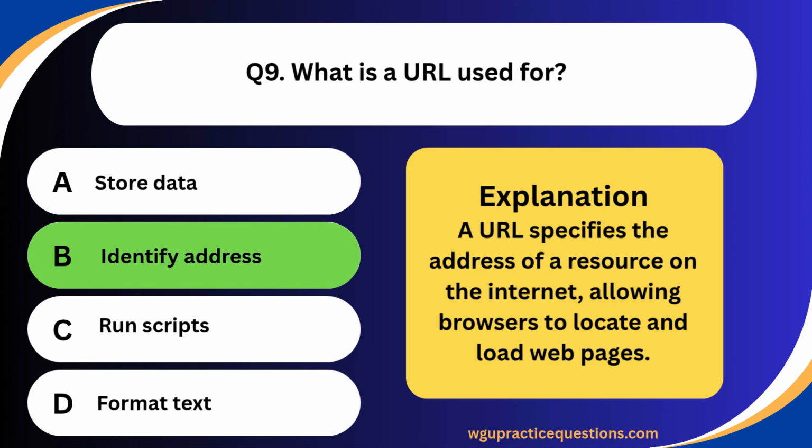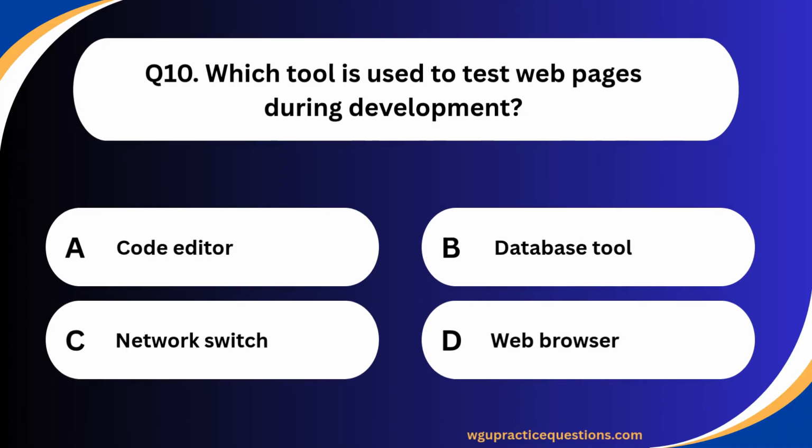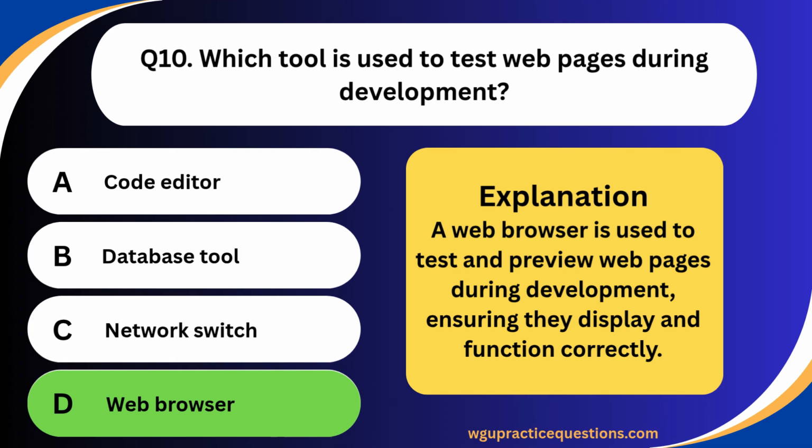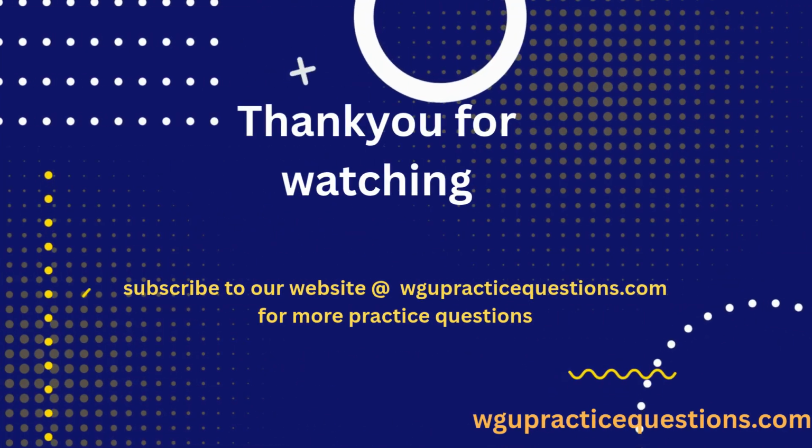web pages. Question 10. Which tool is used to test web pages during development? A. Code editor. B. Database tool. C. Network switch. D. Web browser. Which one is the correct answer? The correct answer is D. Web browser. Explanation. A web browser is used to test and preview web pages during development, ensuring they display and function correctly.